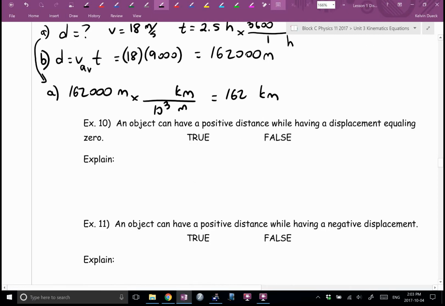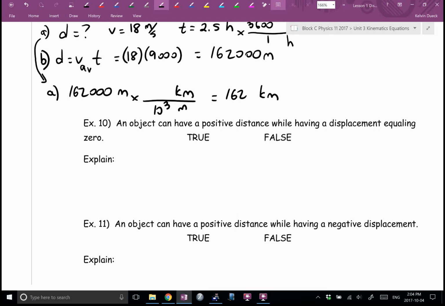Example 10. You're not going to blurt out an answer. You're going to vote. I'm going to force you to vote by raising your hand. How high you raise your hand is how sure you are of your answer. I'm positive. I'm pretty sure. I'm only voting because Mr. Duick will make fun of me if I don't vote, and Mr. Duick will make fun of you if you don't vote. I will keep track. So here's the statement. It says this. An object can have a positive distance while having a displacement equaling 0. True or false?